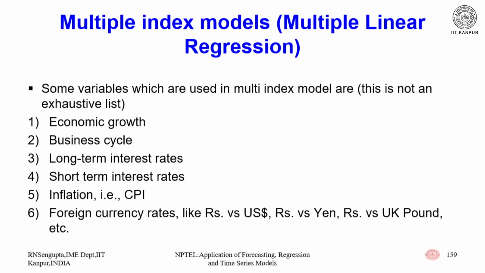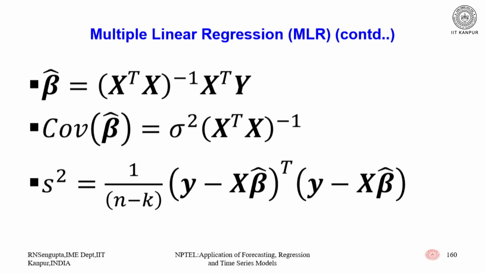Some variables which are used in multiple index models are economic growth, business cycle, long-term interest rate, short-term interest rate, inflation, and foreign currency, as I mentioned, rupee to US dollar, rupee to yen, rupee to UK pound, etc. There are many other things, such as Brent crude prices and the inflation rate.